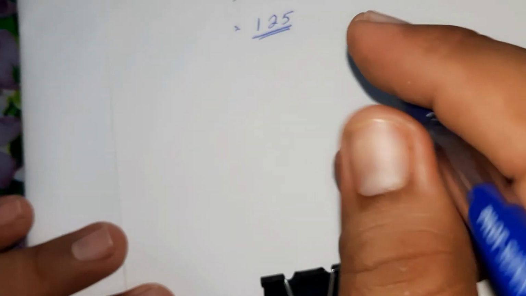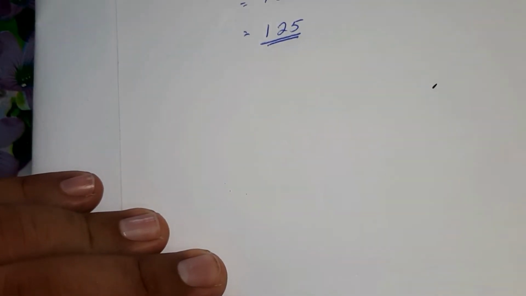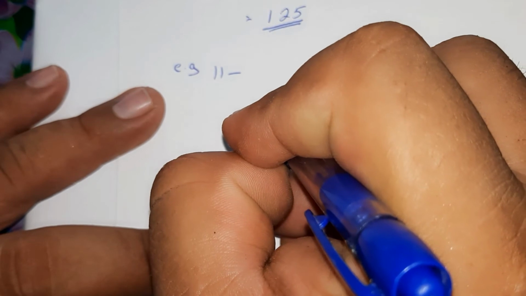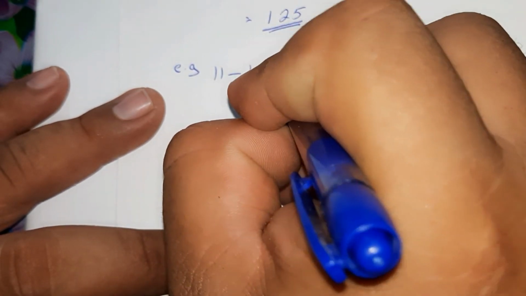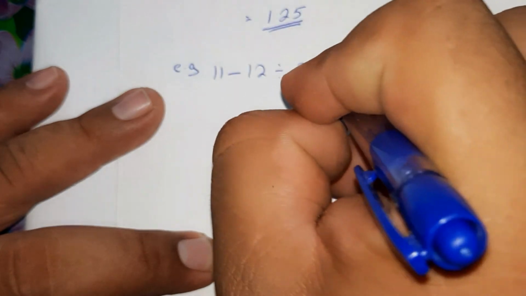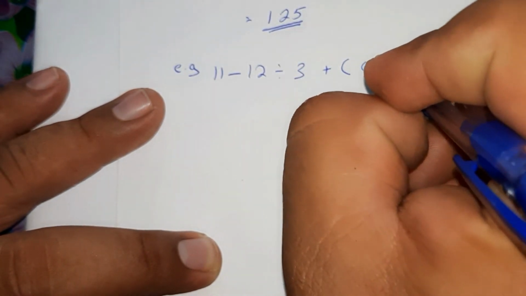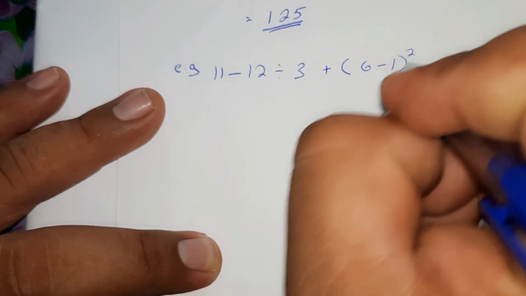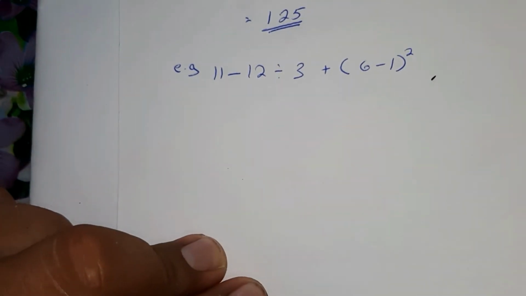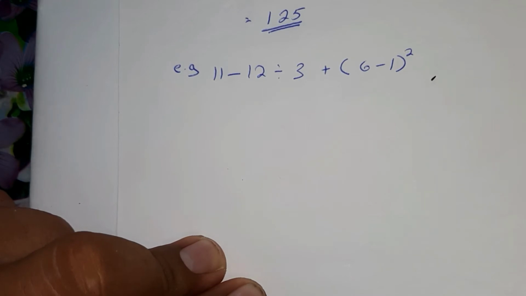A second example will more or less clear off any doubts that you may have in terms of solving using BEDMAS. So example, we have 11 minus 12 divided by 3 plus open bracket 6 minus 1 raised to the power of 2. So that is what we have. 11 minus 12 divided by 3 plus open bracket 6 minus 1 raised to the power of 2. So how do we solve this?